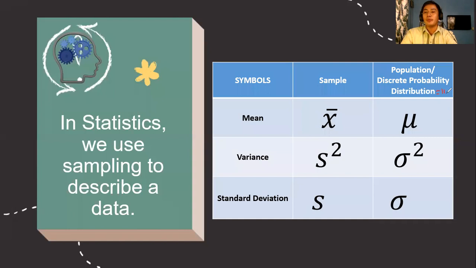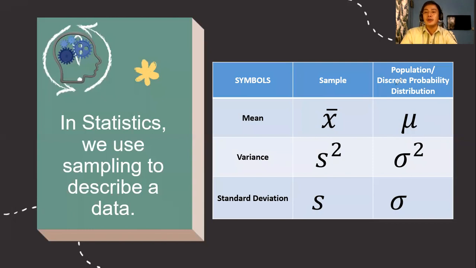Now, when we pertain to the entire population, or the discrete probability distribution, which is equivalent to the entire population, which is 100% of the probability, we use the symbol mu. Mu is a Greek symbol, spelled M-Y-U. It looks like the letter U, but it has a line on its side.